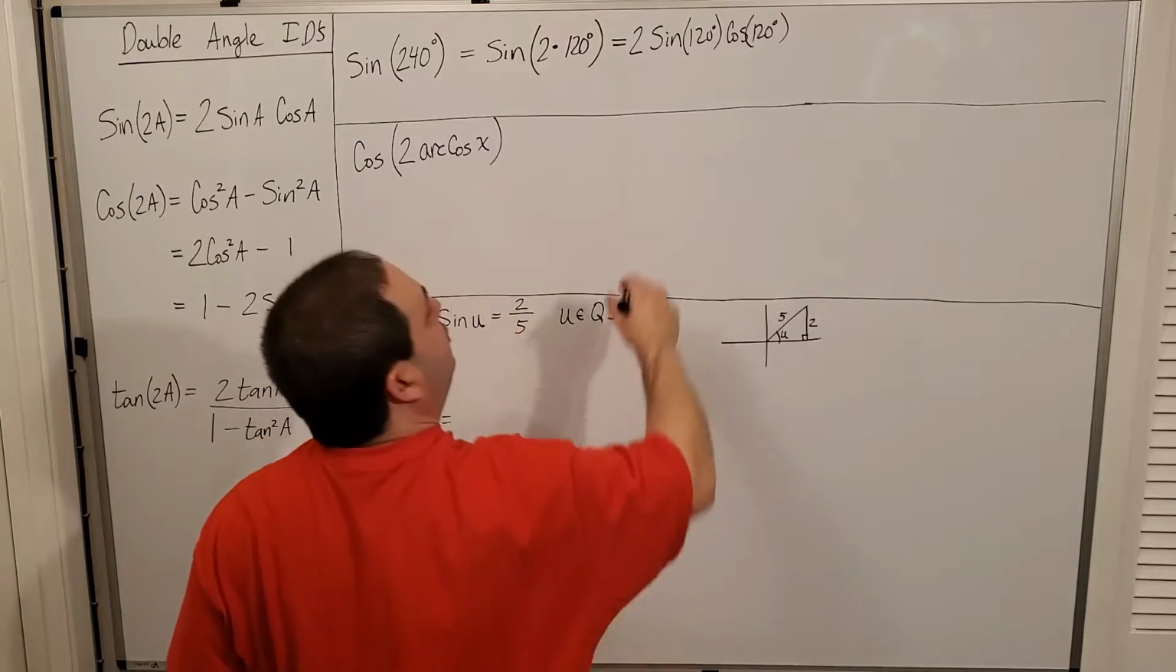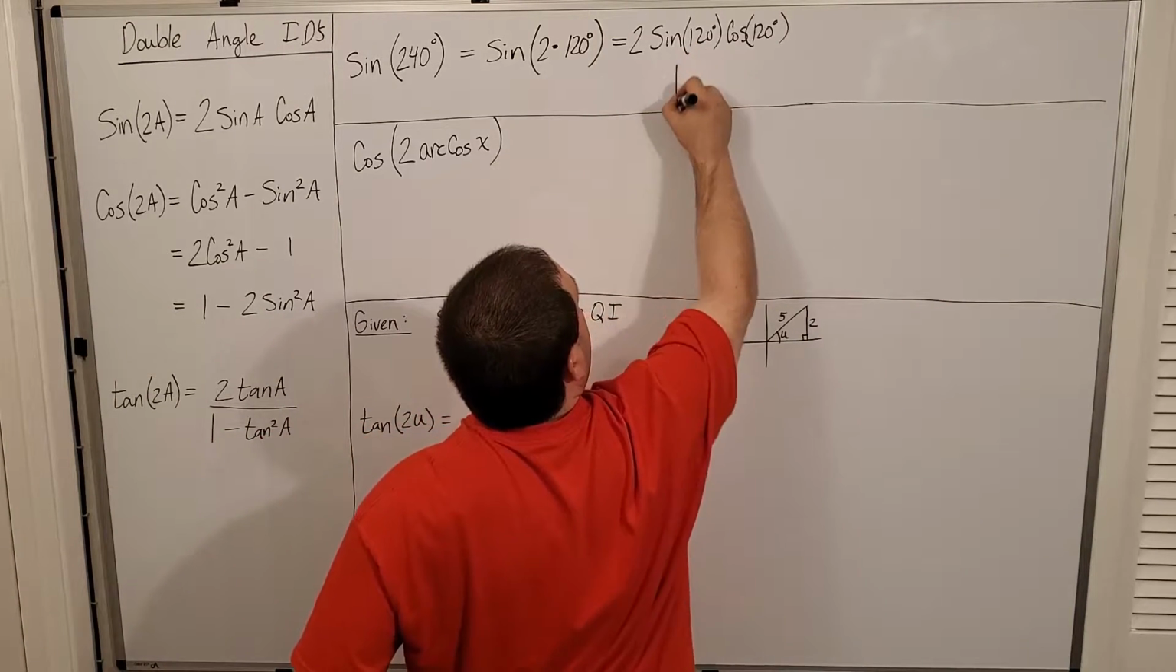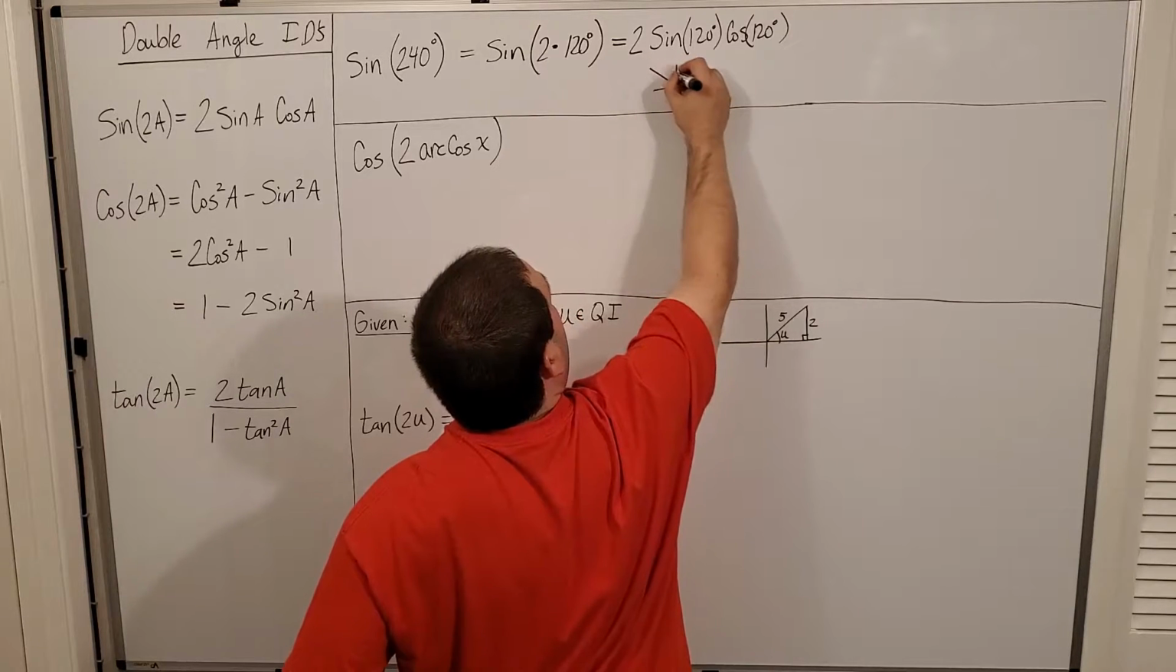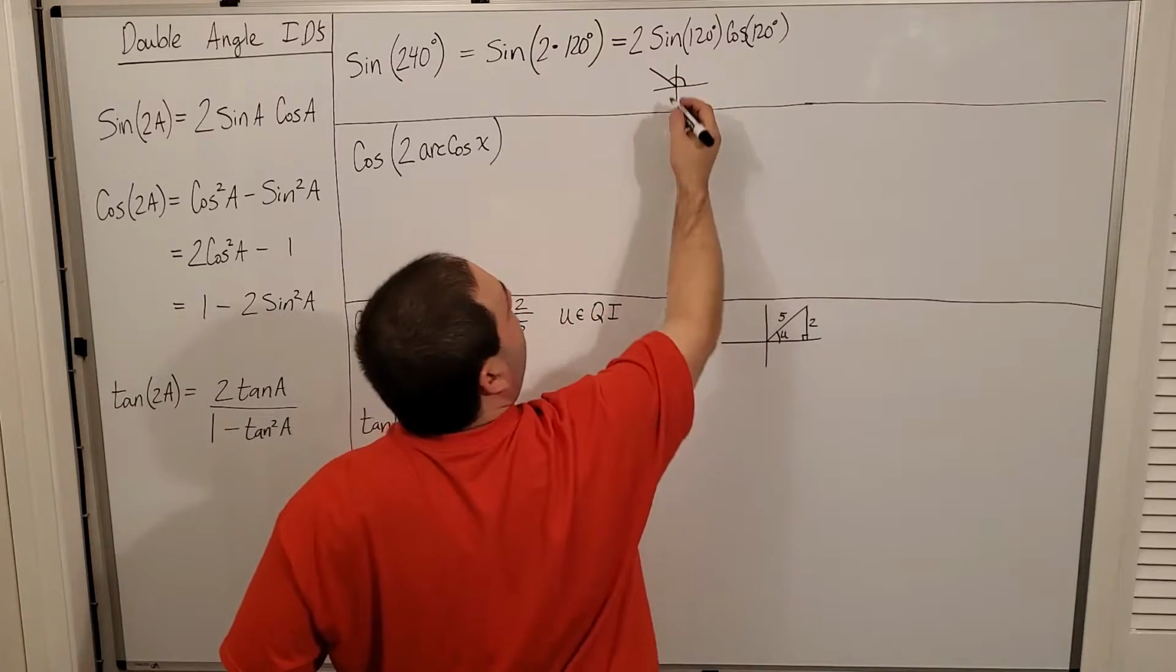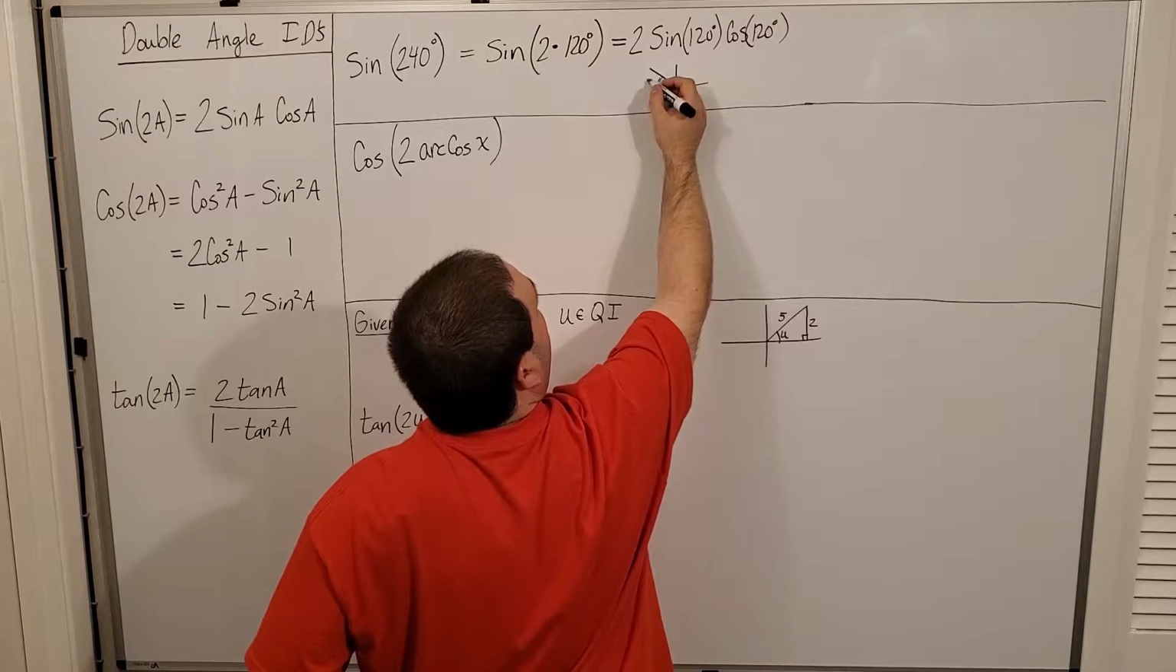Well, don't forget 120 degrees is a second quadrant angle with a reference angle of 60.